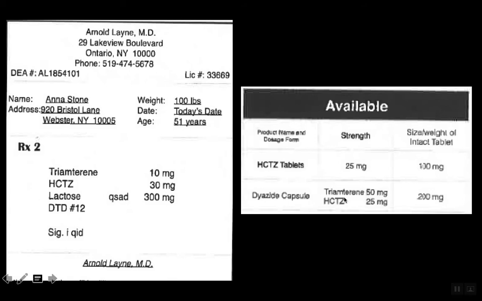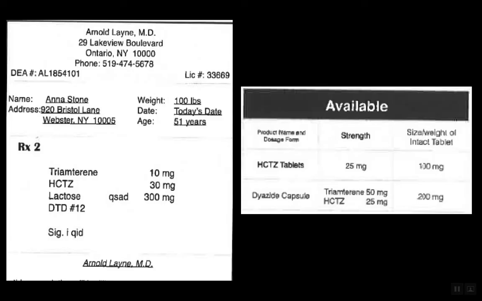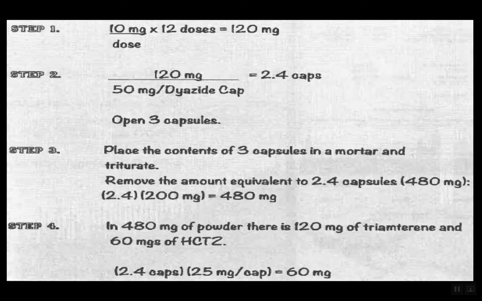So you want to know how much of the Diazide capsules will give me 120 milligrams of triamterene. So here, once you do it, they use 50 milligrams, because each Diazide capsule has 50 milligrams of triamterene. So that's why they divide into 120. I need 120 total active ingredient of triamterene in the whole prescription. Each Diazide capsule has 50 milligrams. So you divide to say, okay, I need 2.4 capsules of Diazide to get 120 milligrams of triamterene.